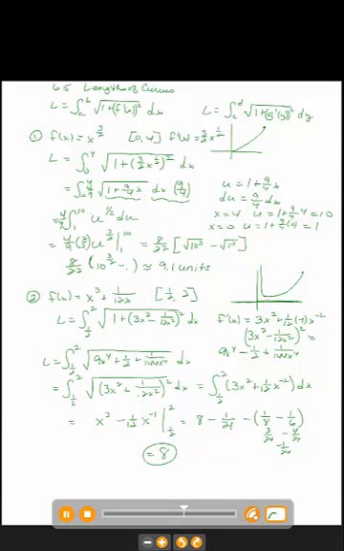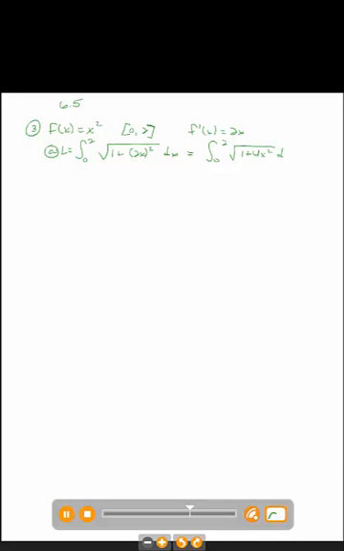Okay, we're still in section 6.5. We're doing example 3. It says, consider the segment of the parabola f of x equals x squared on the interval 0 to 2. Write the integral for the length of the curve. That's part A. All right, so I need a derivative. The derivative is 2x. The length would be 0 to 2 square root 1 plus 2x quantity squared dx, so 0 to 2, square root of 1 plus 4x squared dx.